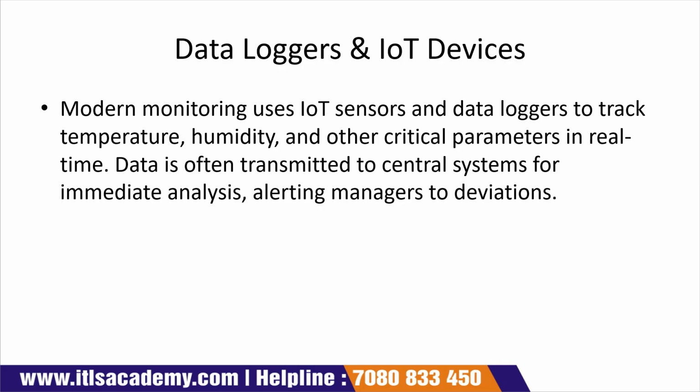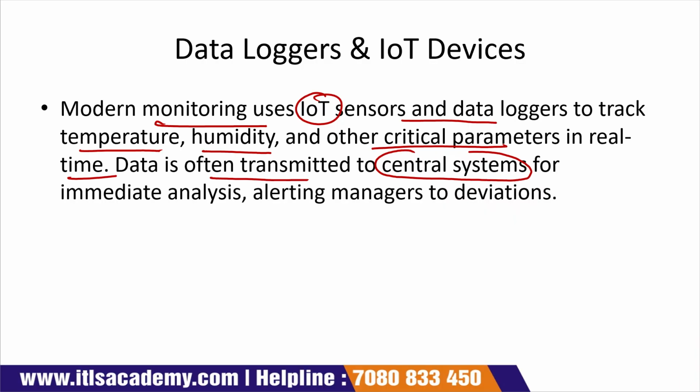Data loggers and IoT devices. Modern monitoring uses IoT sensors and data loggers. They can be used to track different parameters like temperature, humidity, and other critical parameters in real time. Data is often transmitted to a central system for immediate analysis, alerting managers to deviations.